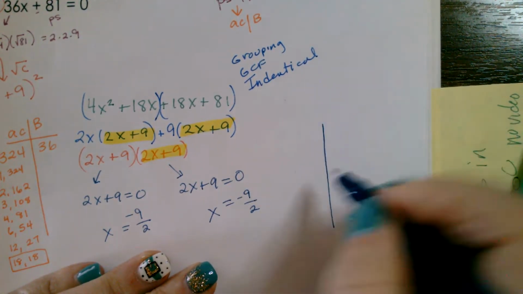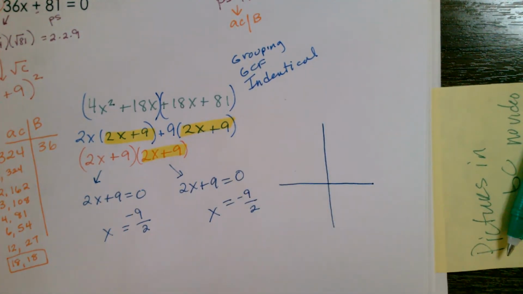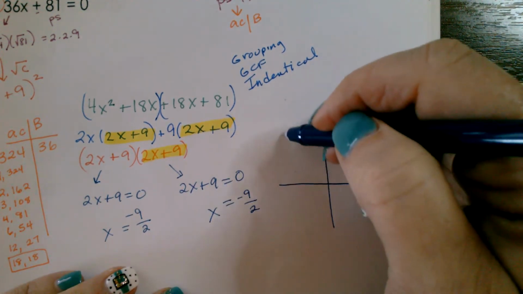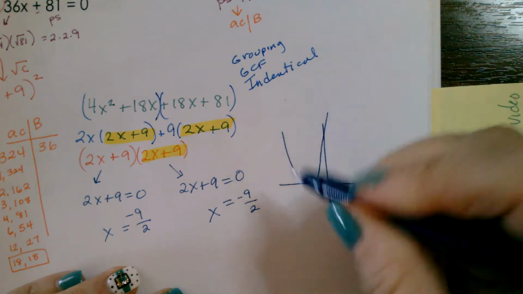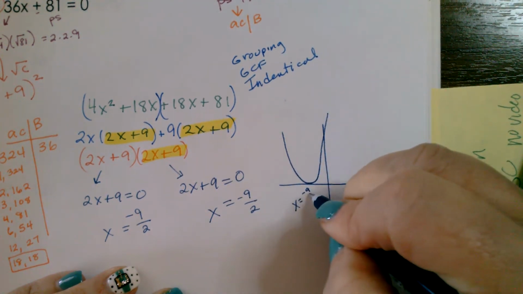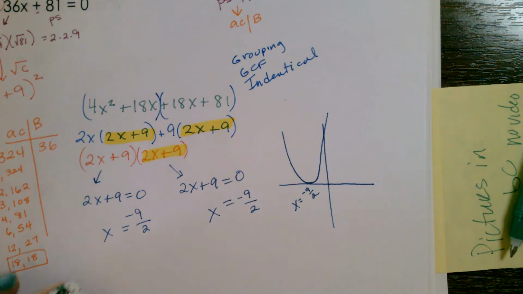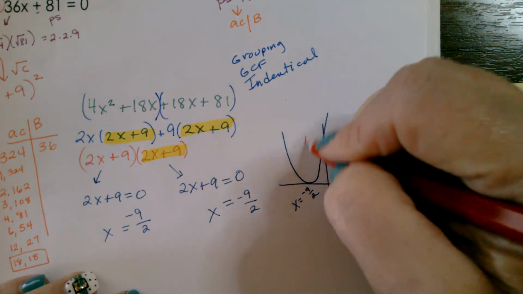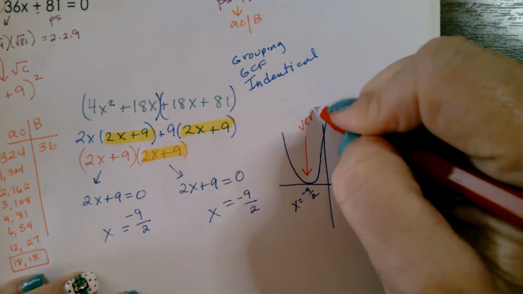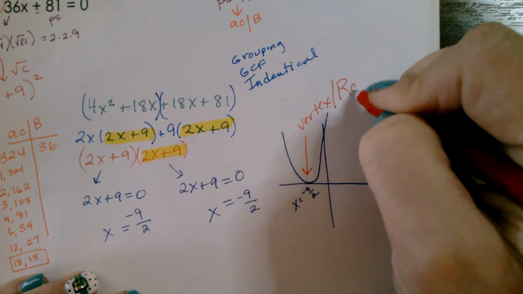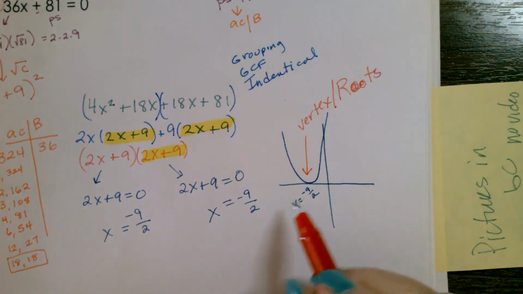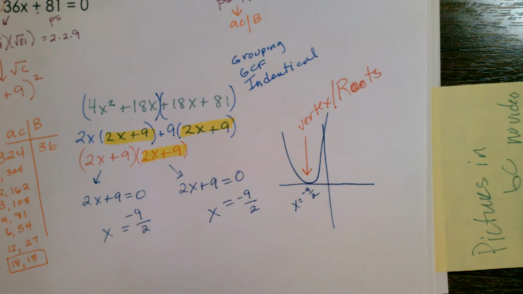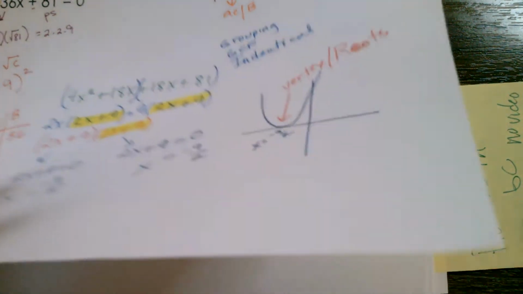In our next section, we're going to be graphing. What this tells me is somewhere on the graph, the parabola rests exactly where x equals negative 9/2. That is the vertex and the roots at the same time. It's going to only touch it one time because both of my solutions were the same number. Okay, to the next problem.